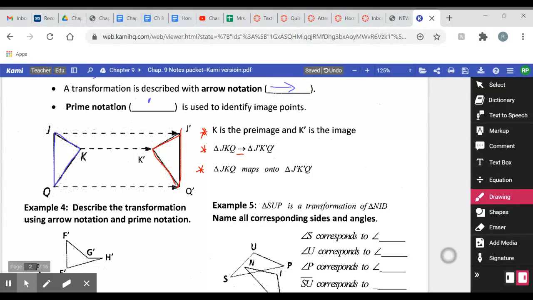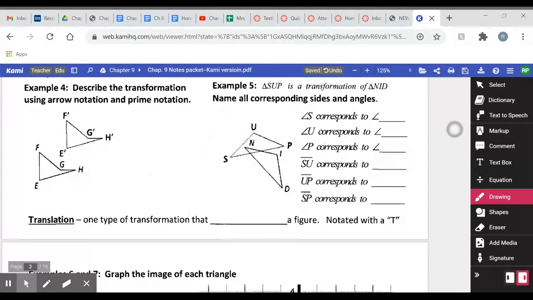Okay, so just different terminology. It means the same thing. On example 4, it says describe the transformation using arrow notation and prime notation. So just like we just saw with the triangles up right above, we can say, again, the original one does not have the prime marks. I could call that E, F, G, H, and that maps onto E prime, F prime, G prime, H prime.